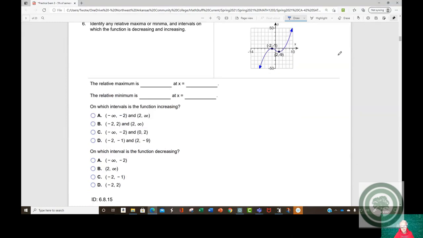This one's more involved. Let's do this one. Here you have a relative maximum point. Just looking at this, a relative maximum point at -2, -1. And a relative minimum point at -2, -9.